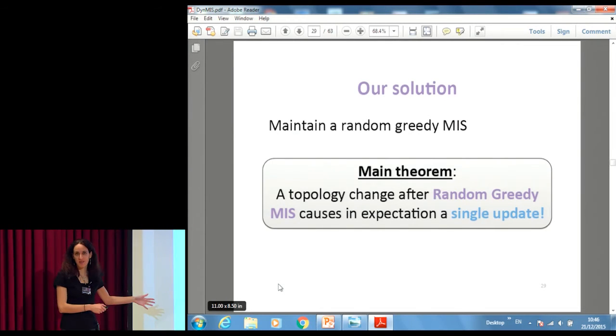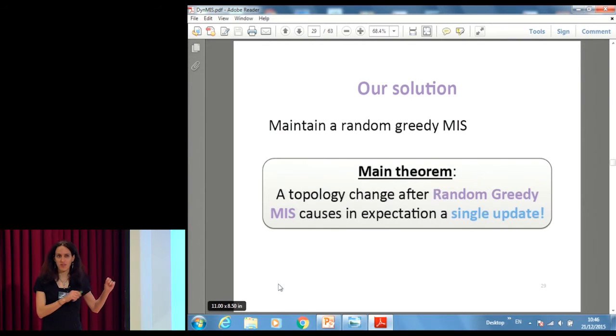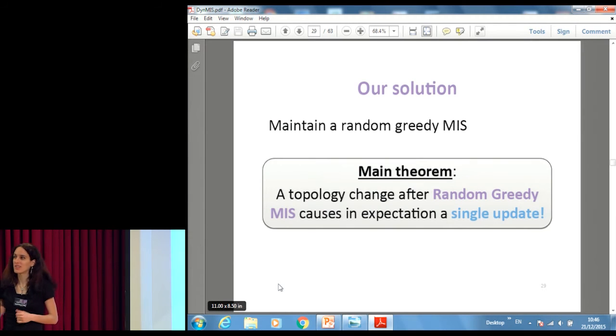So this is the main theorem. If there are any questions about the statement, now is a good time, because I'm going to try to convince you why it's true. Is there a high probability bound? No, and we can actually show that you can't have a high probability bound. We have examples for that. No bound whatsoever. You will always have.